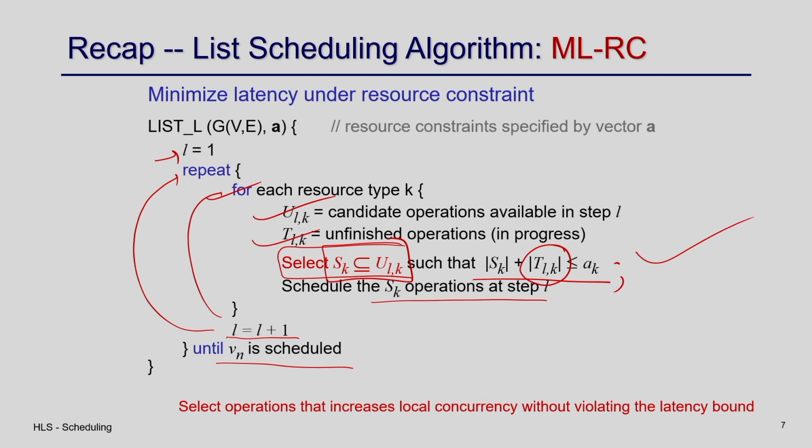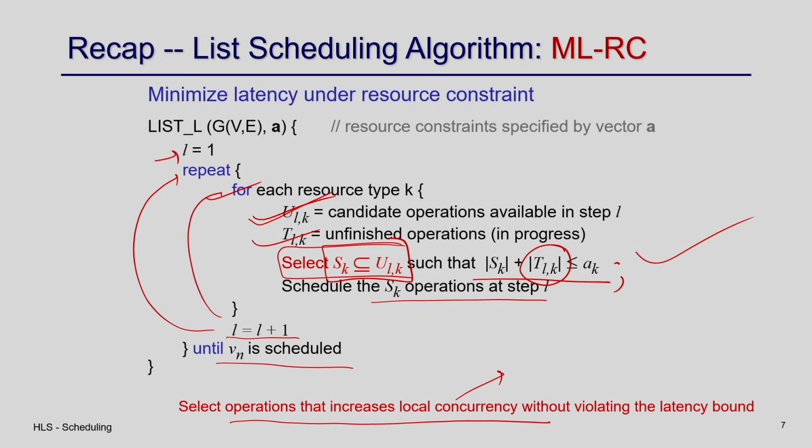But in force directed scheduling, this particular selection is based on the force. So what is our force? Force is basically concurrency. Once I am going to select a subset, I am going to select the operations that will increase the local concurrency, that means that has the highest force. So I am going to order the nodes in terms of their force, and I am going to select the node that has the high value of force.